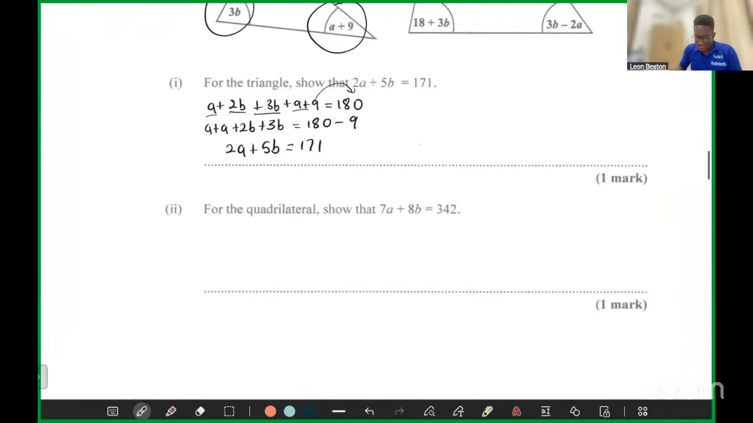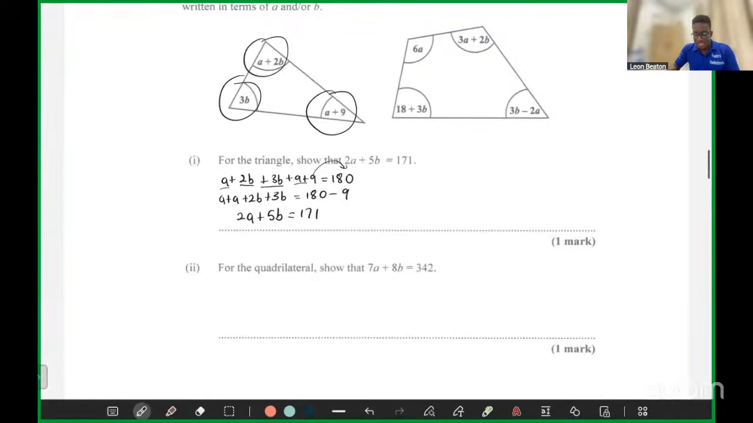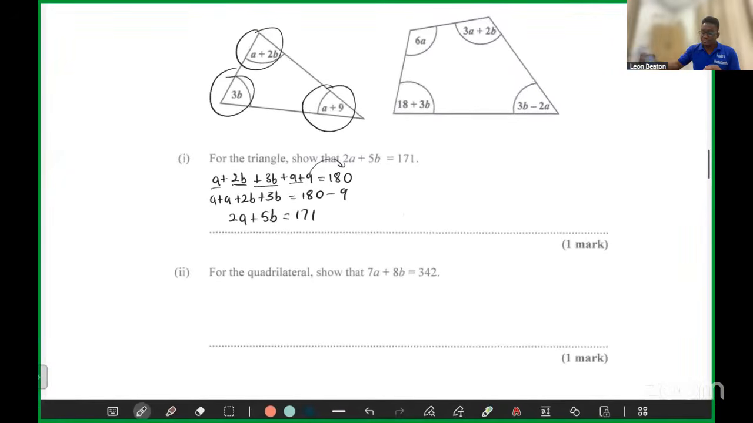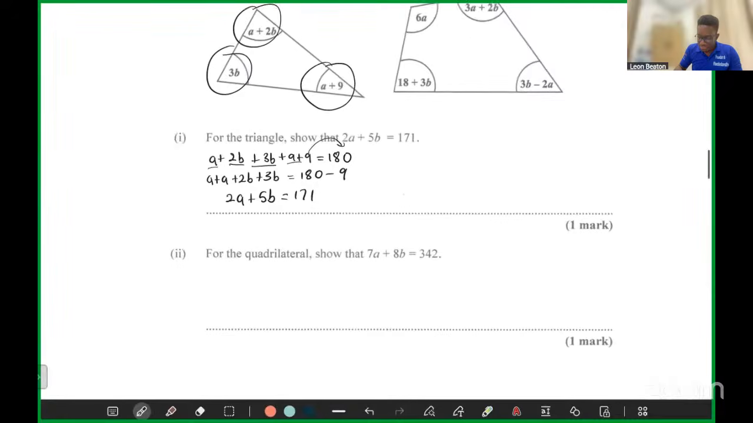So that is that. Nice and easy there. For the quadrilateral, they want us to show the same thing. So somebody tell me quick, what is the sum of the angles in a quadrilateral? When you add up all the angles in a quadrilateral, what do you get? It's a 4-sided shape. When you add up the angles in a quadrilateral, what is the sum of that? So 360, right? So all we need to do is add up all the angles in a quadrilateral to get 360.